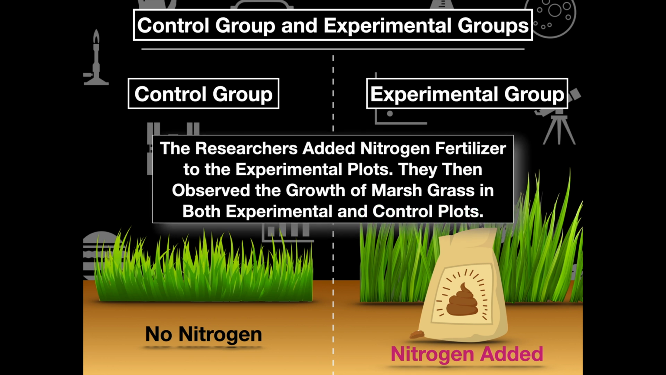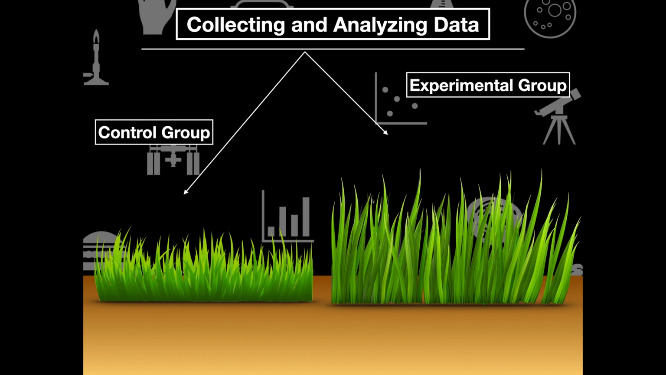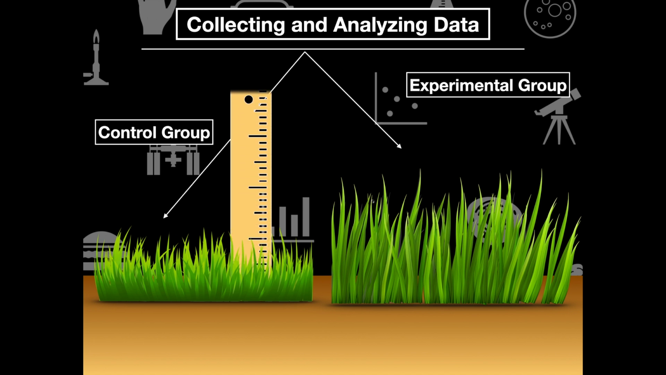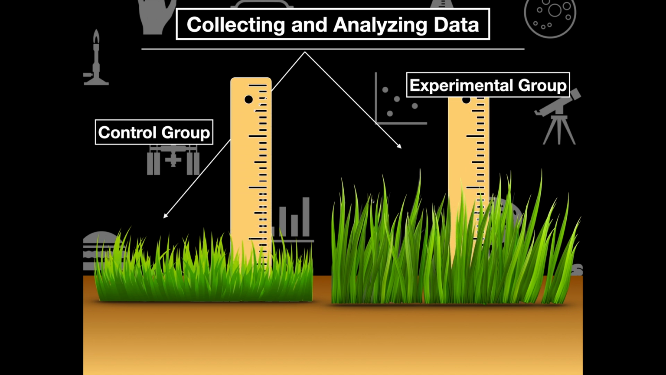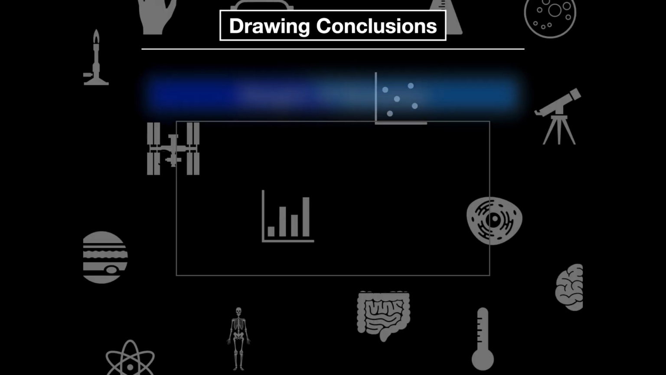So the researchers added nitrogen fertilizer to the experimental plots, and then they observed the growth of the marsh grass in both the experimental and control plots. Later, they compare the control and the experimental group. What we're going to see is a difference in height here. They measure the marsh grasses. The researchers sampled all the plots throughout the growing season. They measured growth rates, plant sizes, and analyzed the chemical compositions of the living leaves.